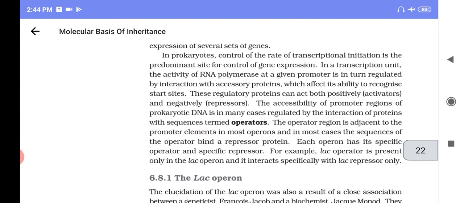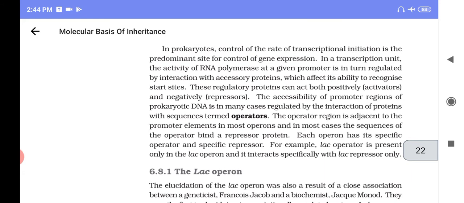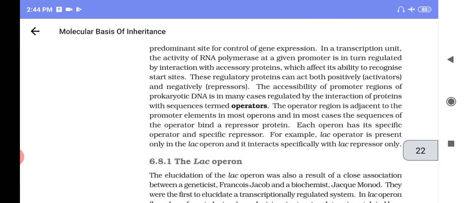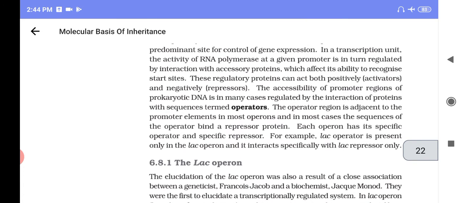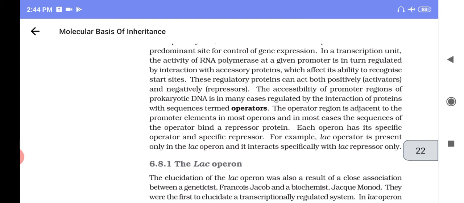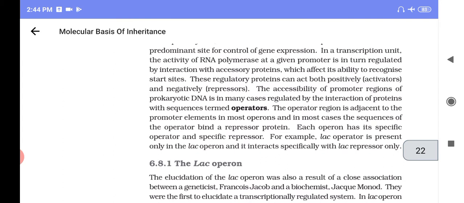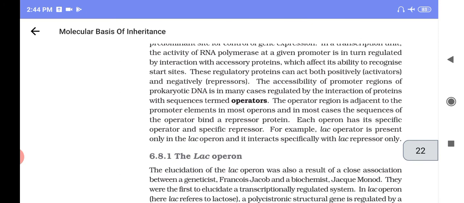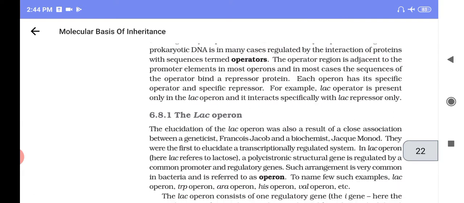The accessibility of promoter regions of prokaryotic DNA is in many cases regulated by the interactions of proteins with sequences termed operators. The operator region is adjacent to the promoter elements in most operons, and in most cases the sequence of the operator binds a repressor protein. Each operon has its specific operator and specific repressor. For example, the lac operator is present only in the lac operon and it interacts specifically with the lac repressor only.